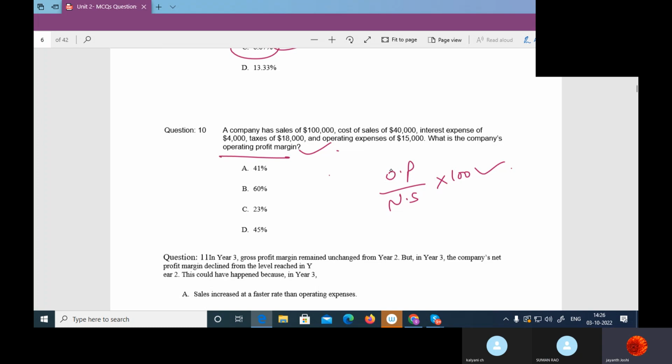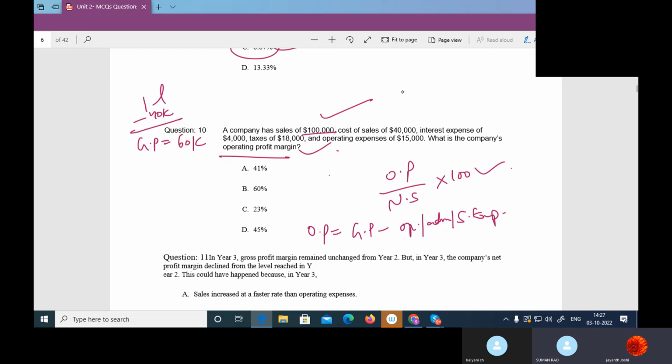Let me elaborate on this. How will you find out operating profit? Operating profit is equal to gross profit minus operating, administration, and selling expenses. So you have sales of 1 lakh minus 40k of cost of sales, which gives you gross profit. That is how much? 60k. Correct.